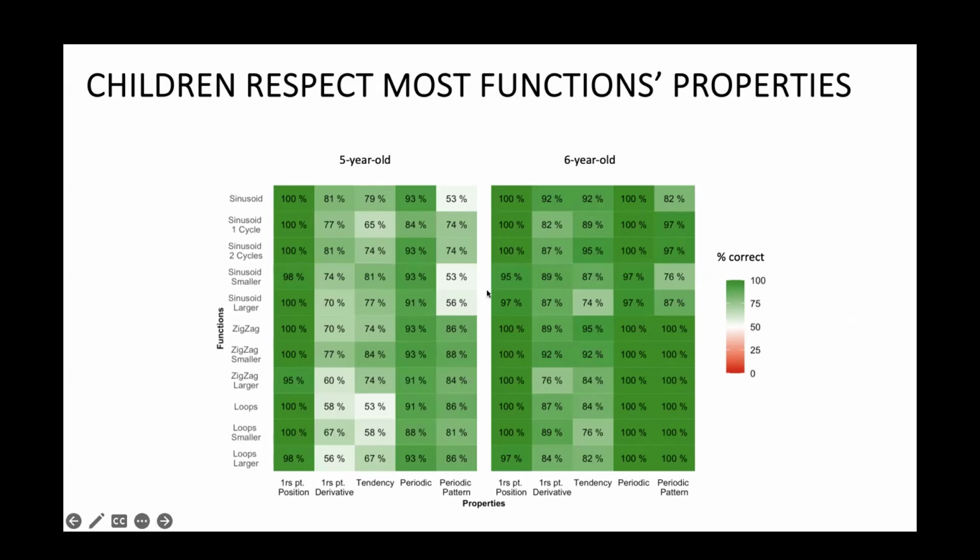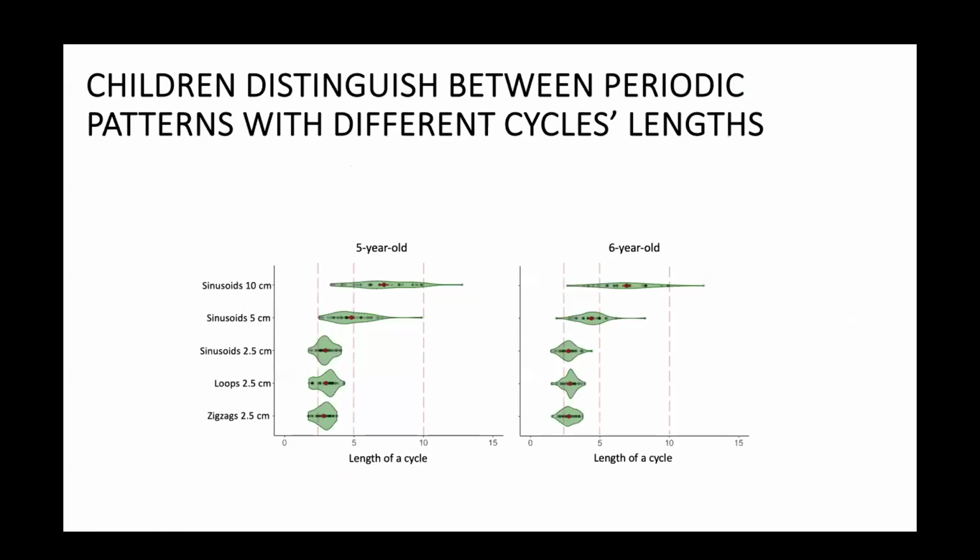In other words, at 5 years old, most children still understand the periodic pattern, in that they correctly prolong the drawing with a periodic pattern, but they might choose the wrong one, whereas this is no more the case at 6 years old. They correctly choose a periodic pattern over a non-periodic pattern, and they correctly choose a specific periodic pattern as compared to the other periodic patterns they could choose from.